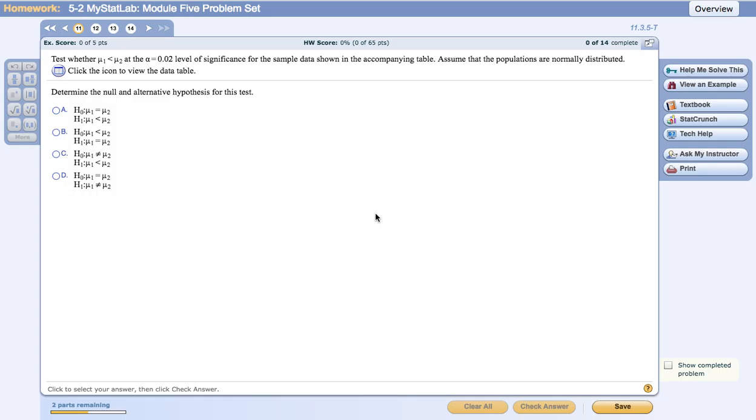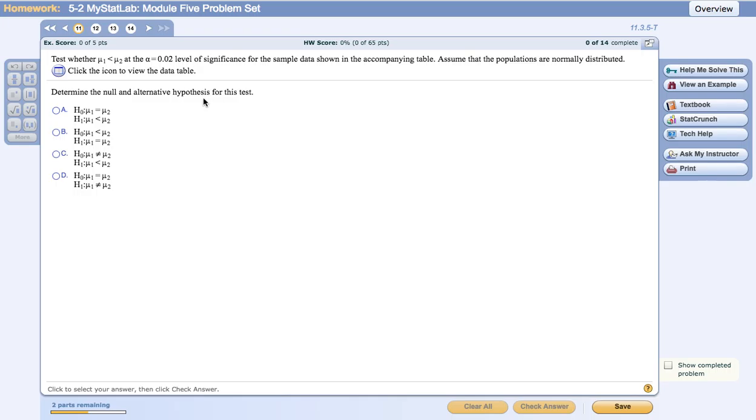We are going to be going over this problem. We're asked to test whether mu1 is less than mu2 at the alpha level of 0.02 for the sample data in the accompanying table, assuming that the populations are normally distributed. The first question asks us to determine the null and alternative hypothesis for this test.